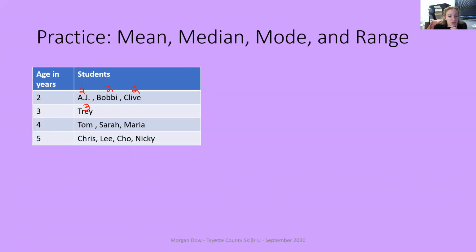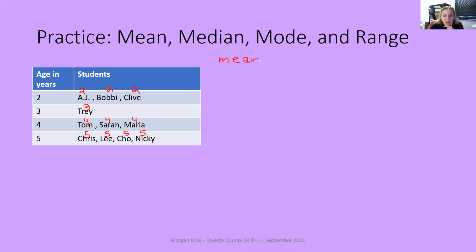I've got 3 students who are 4, so Tom is 4 years old, Sarah is 4 years old, and Maria is 4 years old. And then I've got 4 people who are 5 years old. So Chris is 5, Lee is 5, Cho is 5, and Nikki is 5. Okay, so we're gonna calculate the mean, median, mode, and range for this group of students. Let's do the mean first.